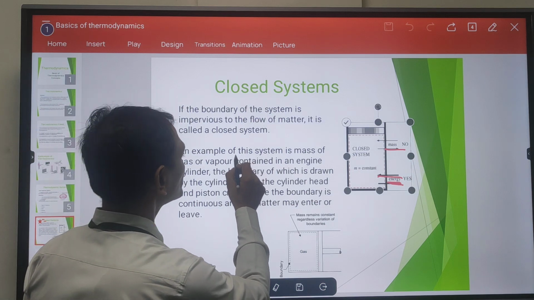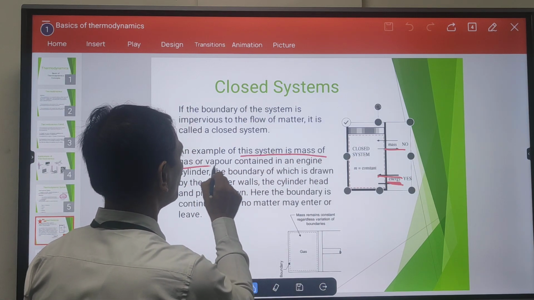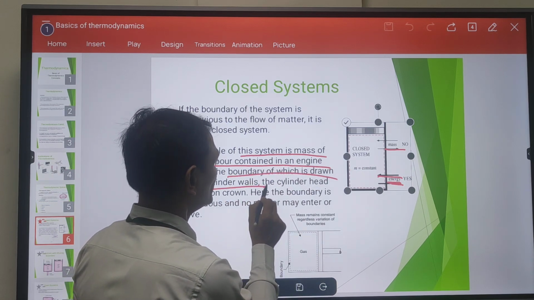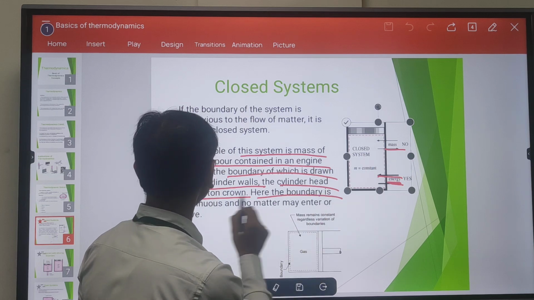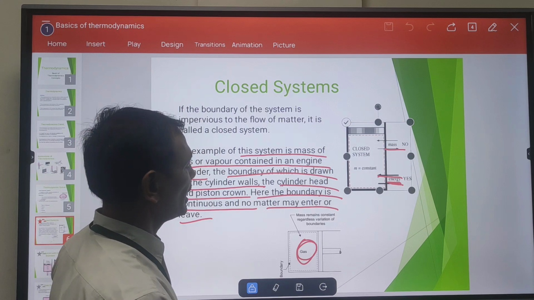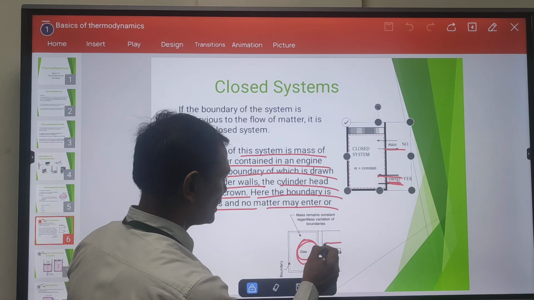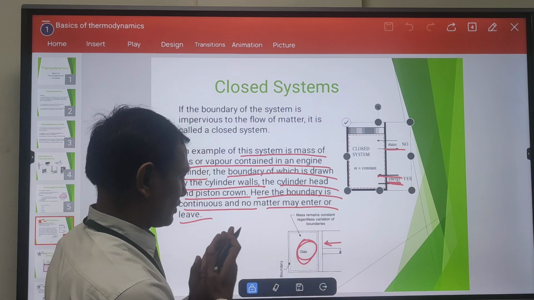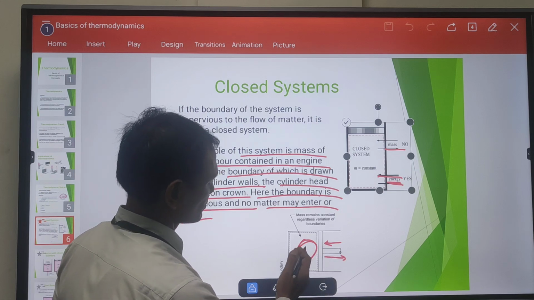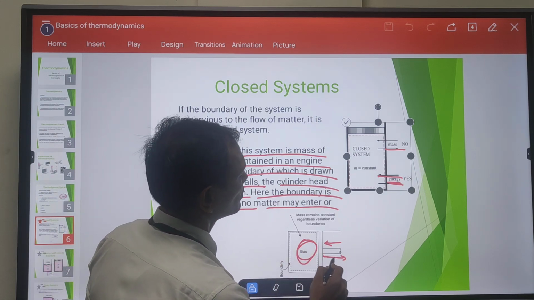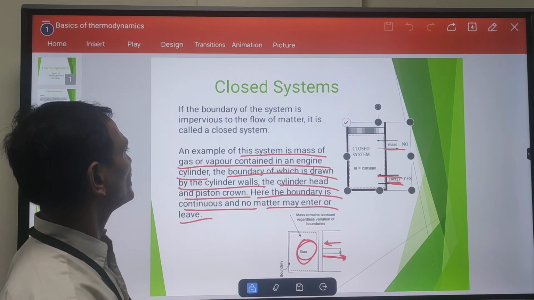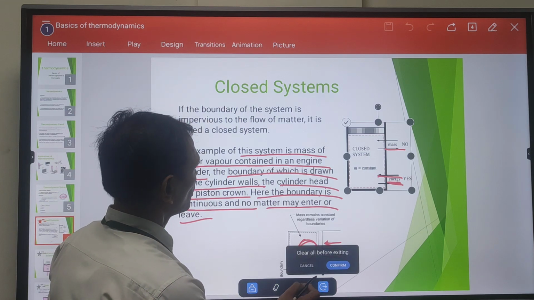Here is an example: this system is the mass of gas or vapor contained in an engine cylinder, the boundary of which is drawn by the cylinder walls, the cylinder head and the piston crown. Here the boundary is continuous and no matter may enter or leave. The gas is inside the cylinder, and when we apply pressure force on the piston, the gas will contract, and after that, when the gas is pressurized, the piston will go forward. If the boundary of the system is impervious to the flow of matter, it is called a closed system.